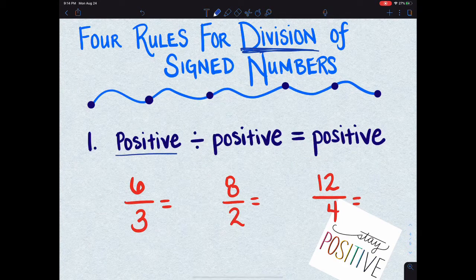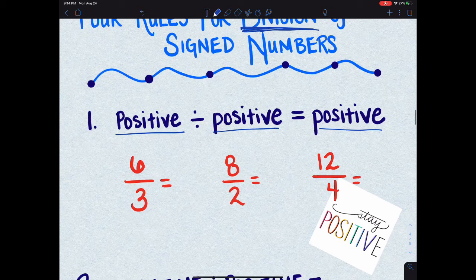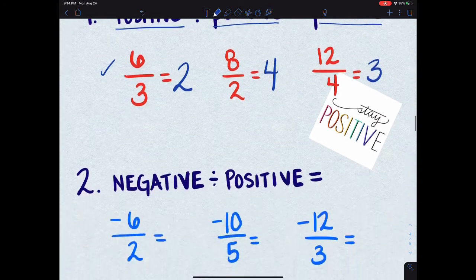A positive divided by a positive is going to be equal to a positive. This makes sense because this is how you've been doing division forever, right? So let's do the first example right here. 6 divided by 3 is 2, and it's positive. Positive divided by positive is positive. The next one, 8 divided by 2 is 4, of course, a positive 4. And 12 divided by 4 is 3. So if both of those numbers on the top and the bottom are positive, your answer is going to be positive.